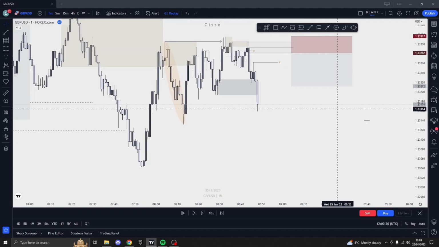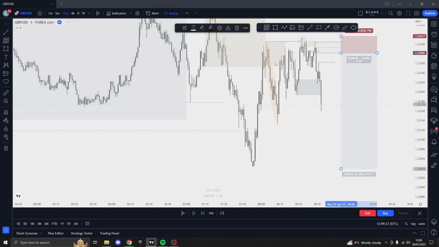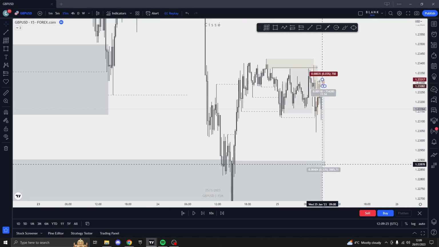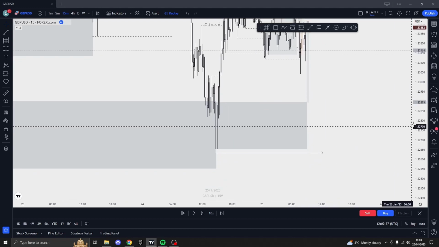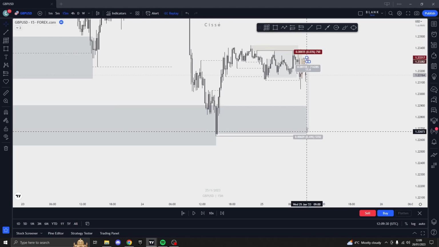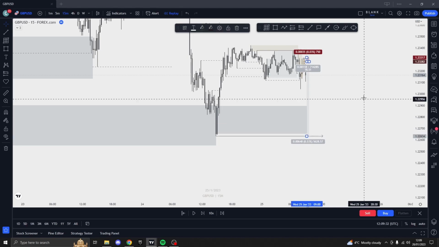Like so. And looking at my targets, I'll target this 15 minute to take 75% off, and then I was going to let the rest run if we were to potentially take out this original low.